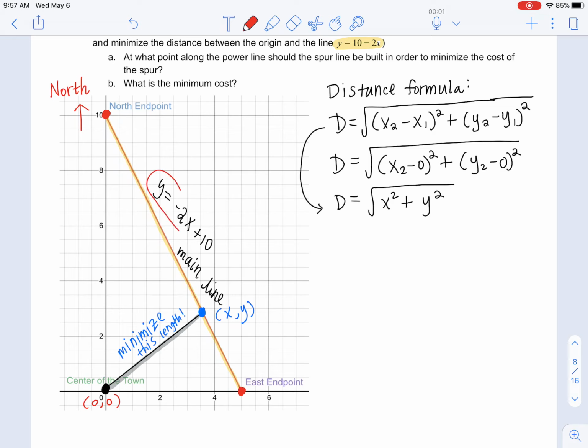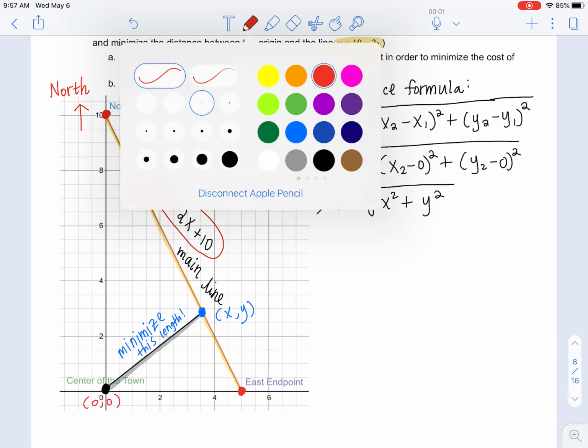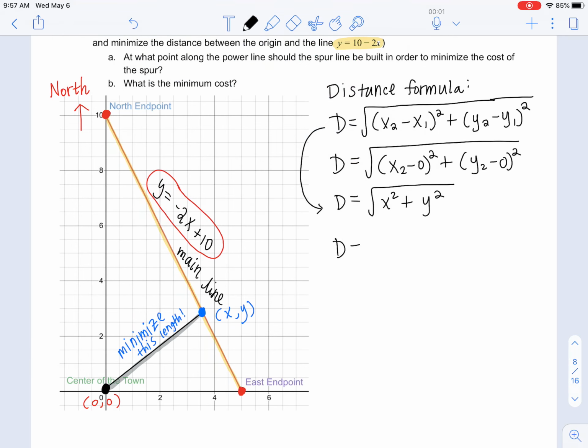If it's not on the main line, it's not going to be good. So remember the main line equation. The main line is y equals negative 2x plus 10. That is the constraint that we're going to use to rewrite this distance equation. So take a look. D equals square root of, leave that x squared alone.